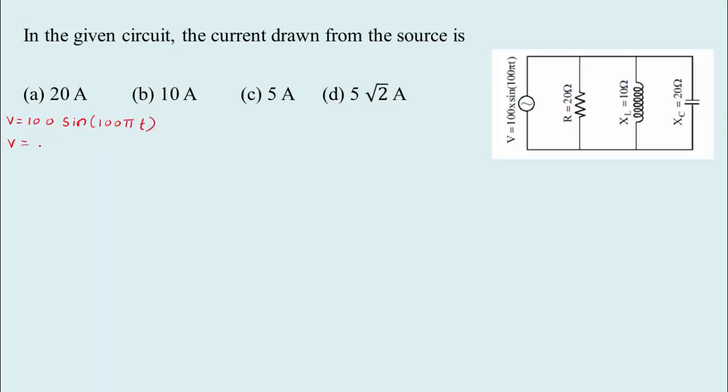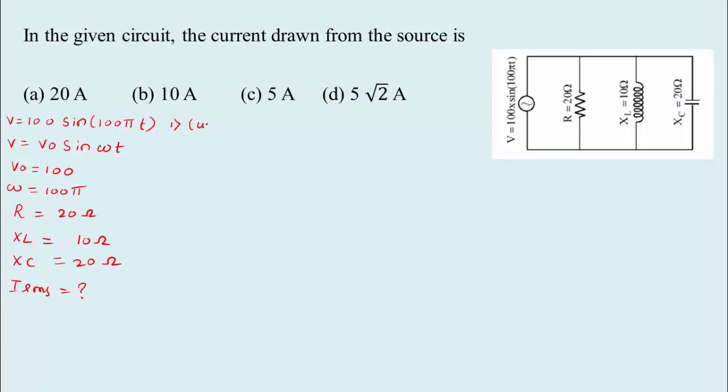From this we will get the V naught value. V equals V naught sine omega t. So V naught is 100, omega is 100 pi. And from the circuit diagram, we have the values of R, XL and XC, which are given in the diagram. We want the IRMS value, that is, the current drawn from the source. Individually, I am going to calculate the current across each circuit element, that is the resistor, inductor and capacitor.